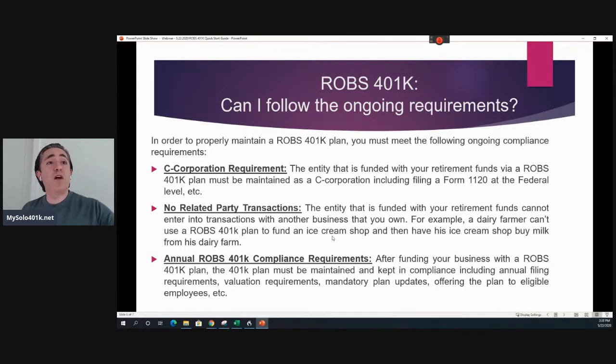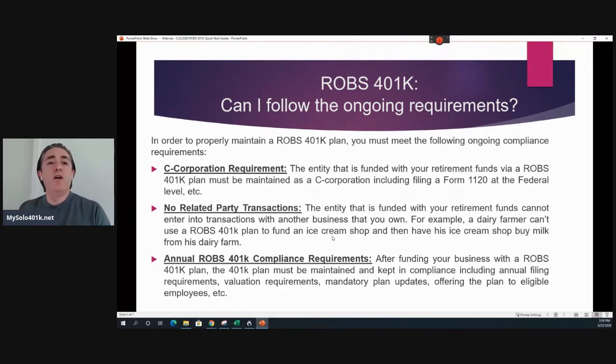You also want to make sure you're going to follow those ongoing requirements. For example, there's the annual 5500 filing. There's annual evaluation requirements. There's mandatory plan updates, offering the plan to employees, et cetera. As part of our services, we provide all that ongoing compliance support. The cost of evaluation is included with our annual fee. The 5500 is included with our annual fee.